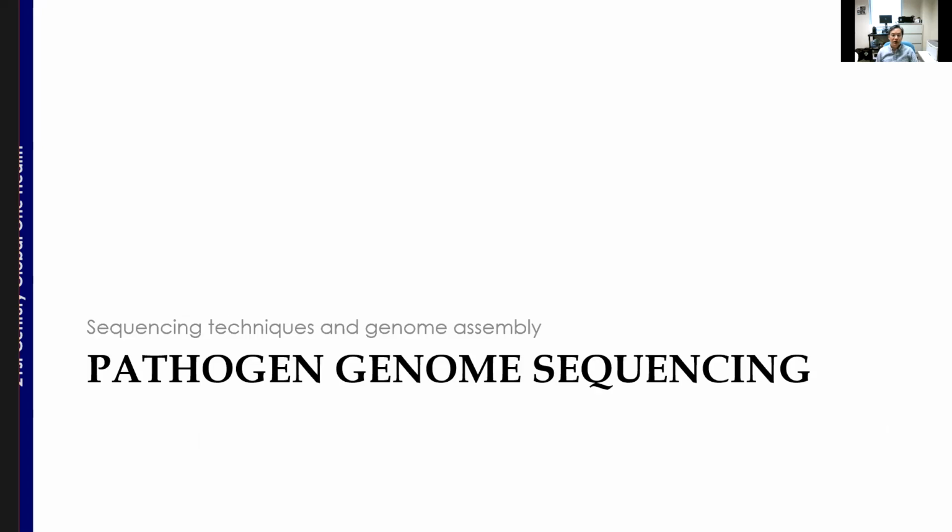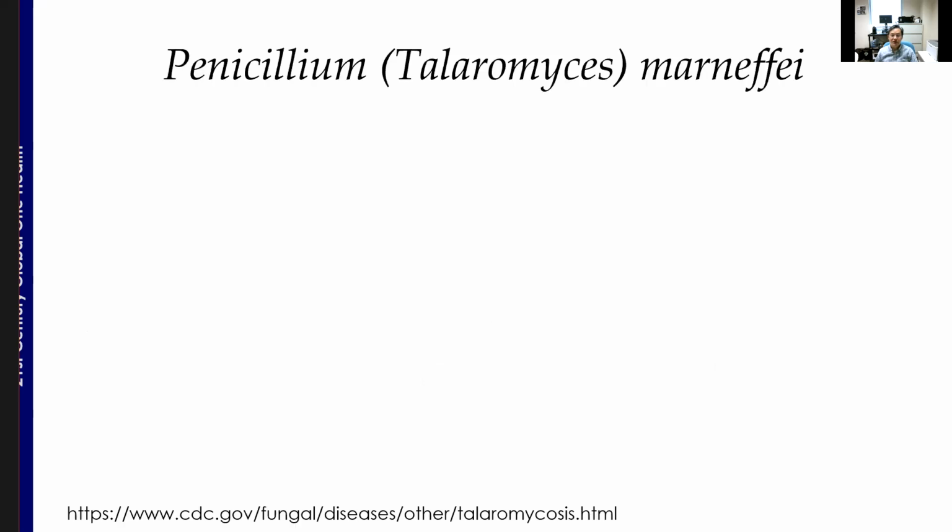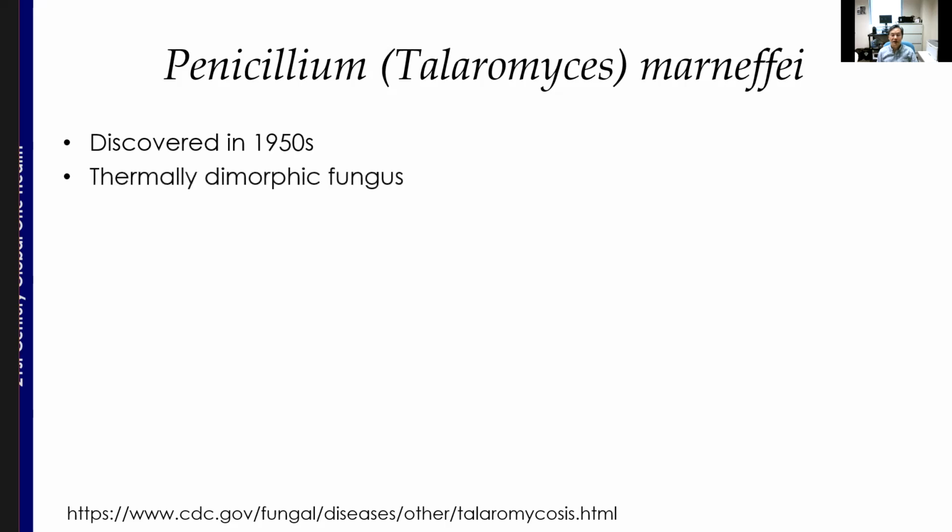Okay, so for the pathogen genome sequencing here, I'm going to tell you about the sequencing technology and the genome assembly. And the first is our species. It's called Penicillium marneffei. It's a fungal species discovered in the 1950s. And it's a so-called thermodimorphic fungus. I will tell you what it is.